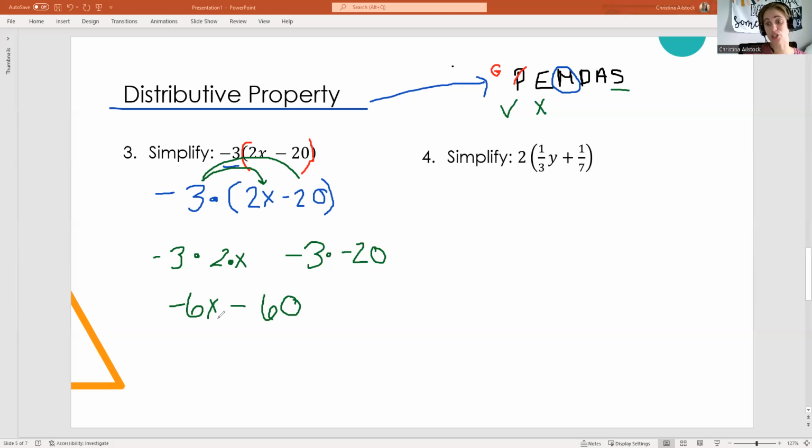A lot of times when you simplify and when you use the distributive property, at least in this grade level, that will be it. That is our simplified answer. There's nothing else that we can do to it because we don't know the value of x. All right, that one was a lengthy explanation.